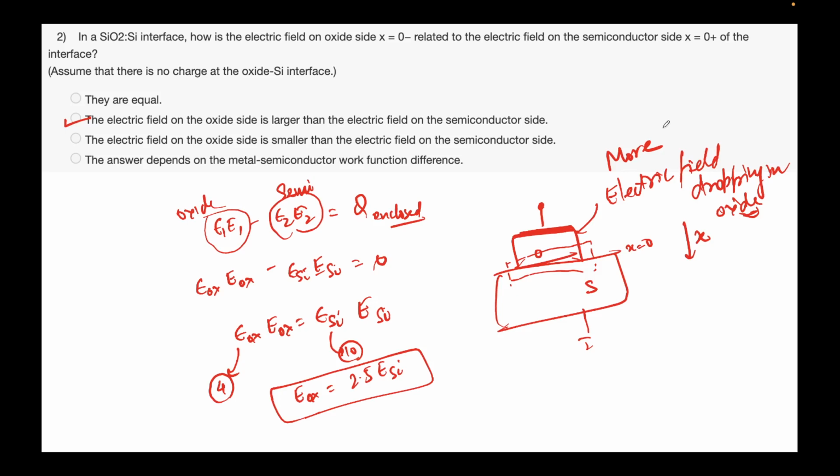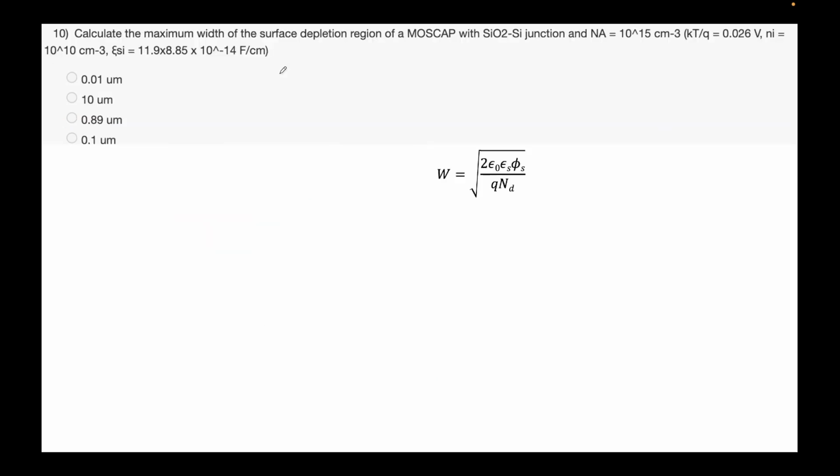Okay, now we need to identify the maximum width of the surface depletion region. This is again a MOSCAP. Please remember, we are given Na. So what we have is a p-type silicon. This means we can form an n MOSCAP with electrons as the inversion charge or inversion layer. What will be the depletion width? This is the expression that you have from your Schottky contacts. Just please refer to that, and we'll be fine with that.